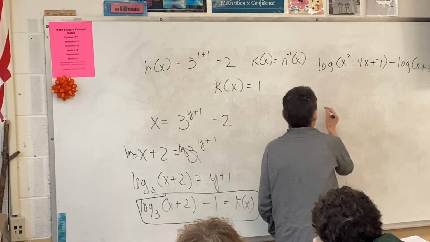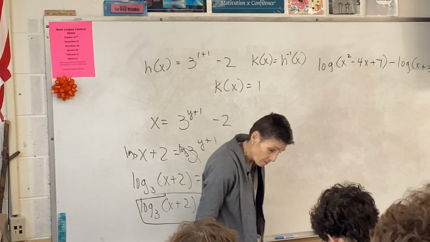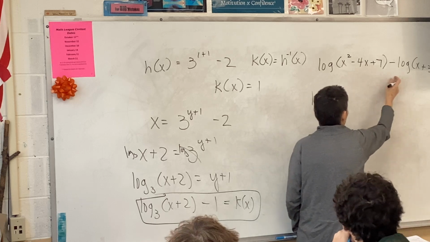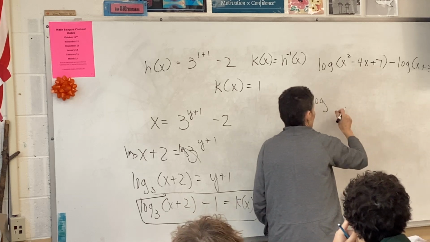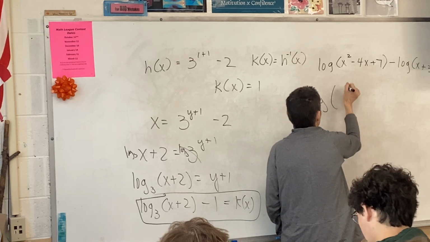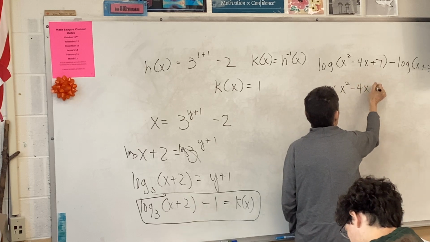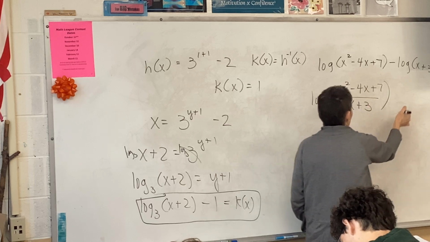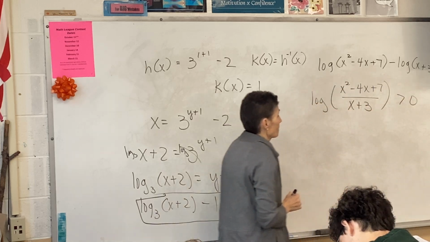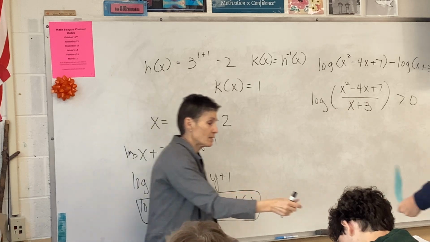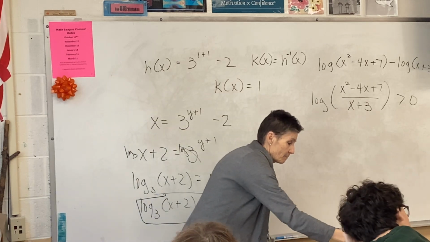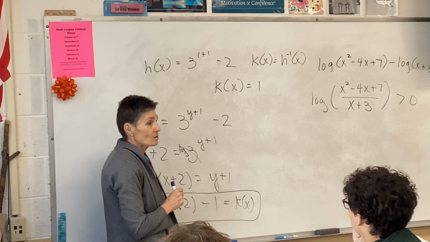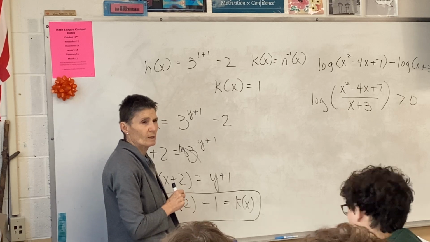All right, let's go ahead and start solving. My base 10, yeah. All right, so here we go. What am I going to do with these guys? That becomes a division problem, so this is going to be x squared minus 4x plus 7 over x plus 3. Everybody okay so far? Now what do you want to do?